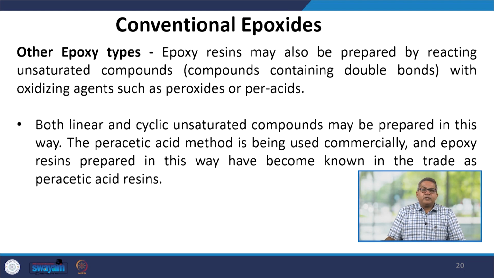Now, let us talk about the other epoxy types. The epoxy resins may also be prepared by reacting unsaturated compounds, like compounds containing double or triple bonds, with oxidizing agents such as peroxides or peracids. Both linear and cyclic unsaturated compounds may be used in this type of preparation, and the peracetic acid method is used commercially. The epoxy resins prepared in this way have become known in the trade as peracetic acid resins.